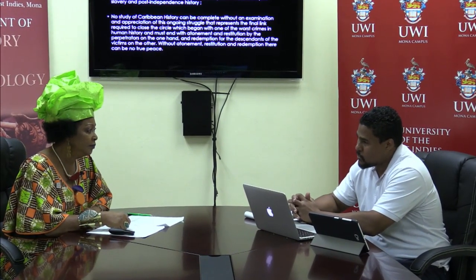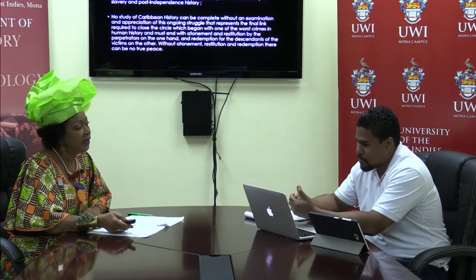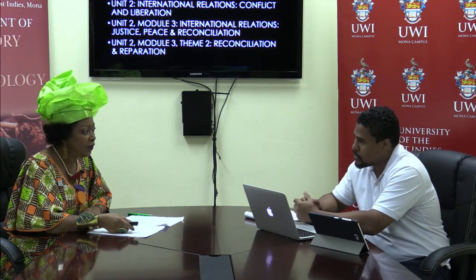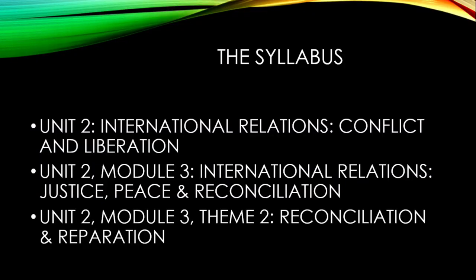What exactly are students required to do? I gave a very brief idea of the objectives, but could you maybe expand on what exactly students are required to study under this particular theme? So as you said, it's in Unit 2, International Relations, Conflict and Liberation, because part of our history is about conflict. So that's why the unit was titled that way. And then Unit 2, Module 3 is where we have international relations, justice, peace, and reconciliation. And then we come down to the theme now, which is reconciliation, reparation. So you move from the unit to the module to the theme. And that's where we are.